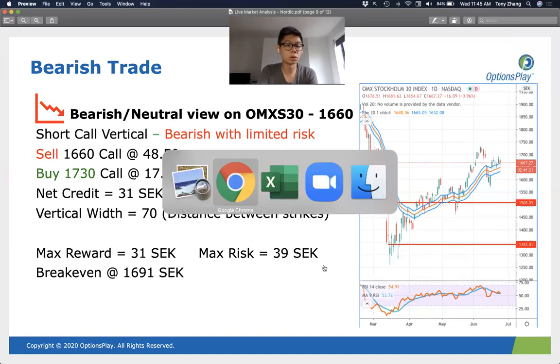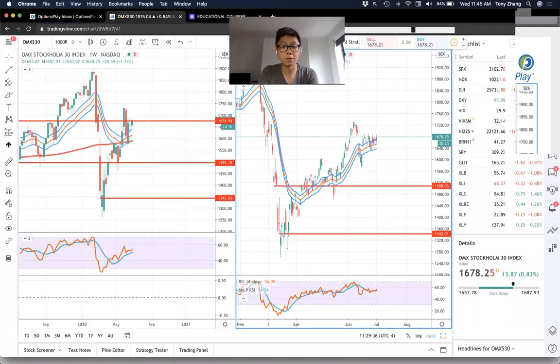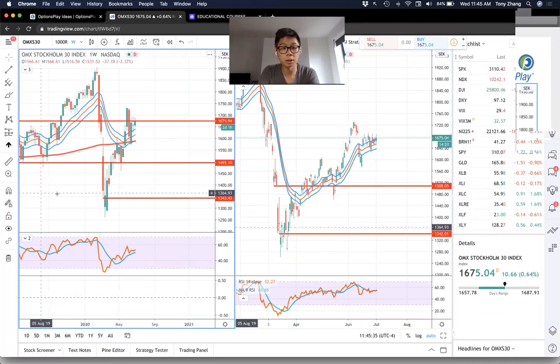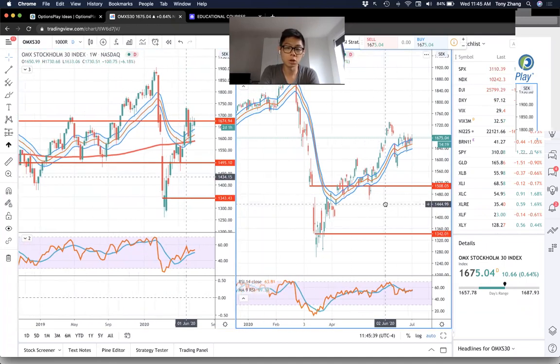So what I want to do is start off by talking a little bit about the overall market. I want to give you a brief overview of how I'm currently looking at the markets. Then we'll take a look at some option strategies for this particular market and see how we would potentially trade it. So I'll start off by taking a look at the OMX S30.